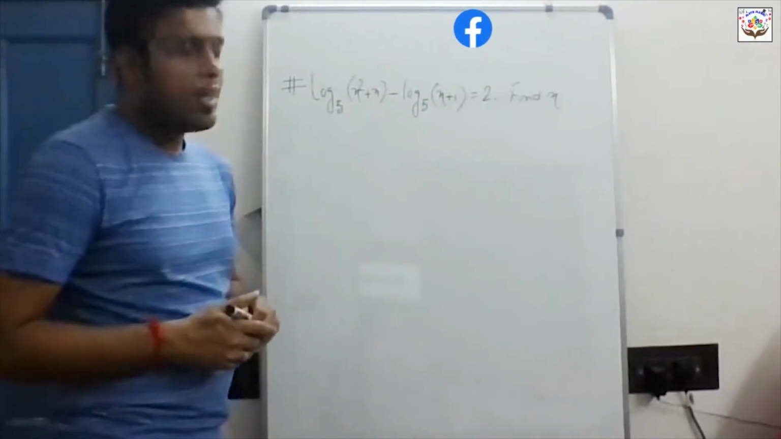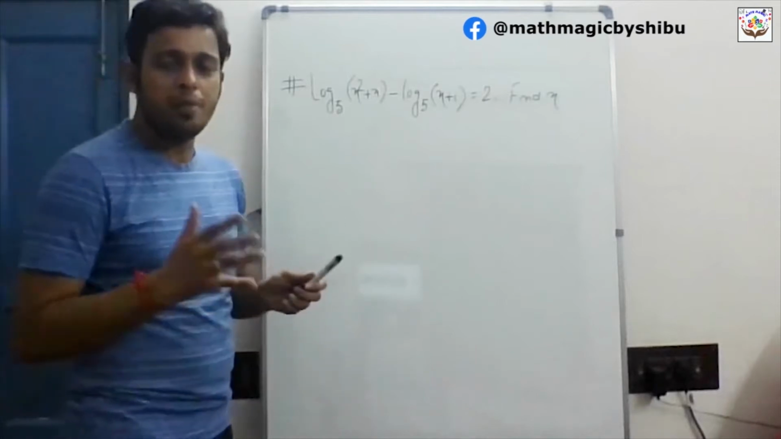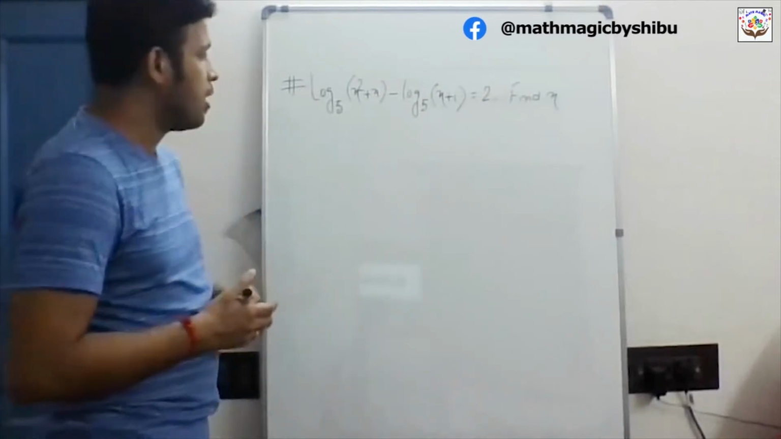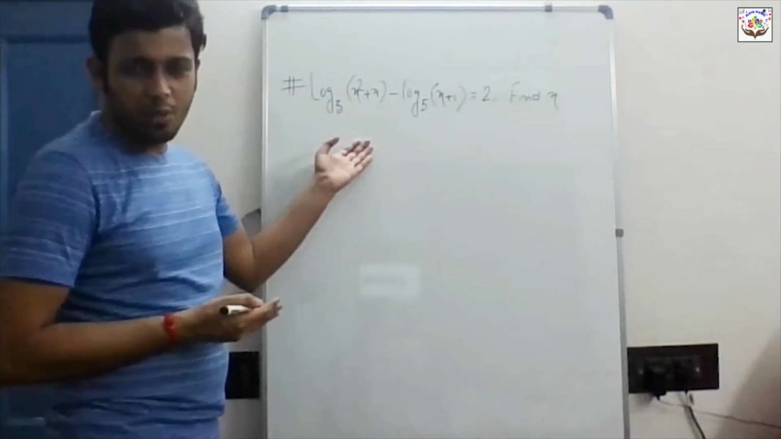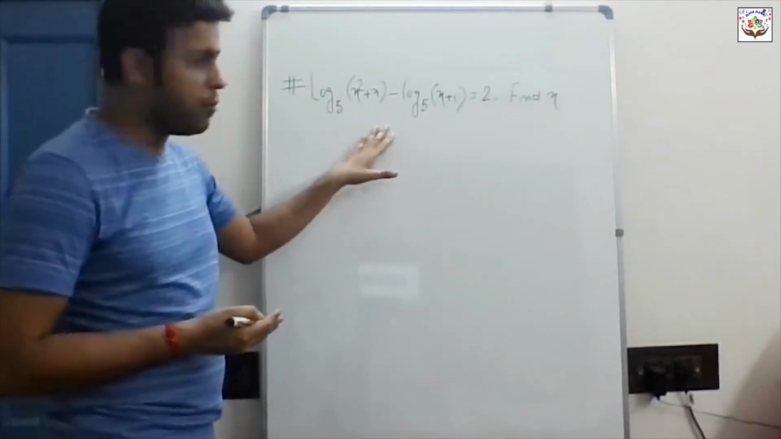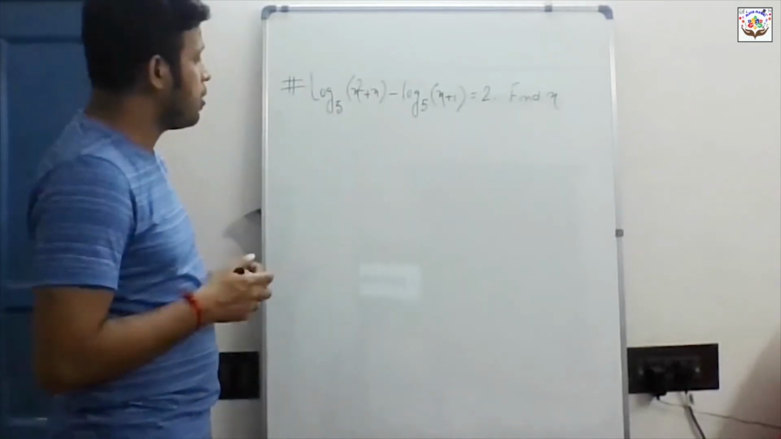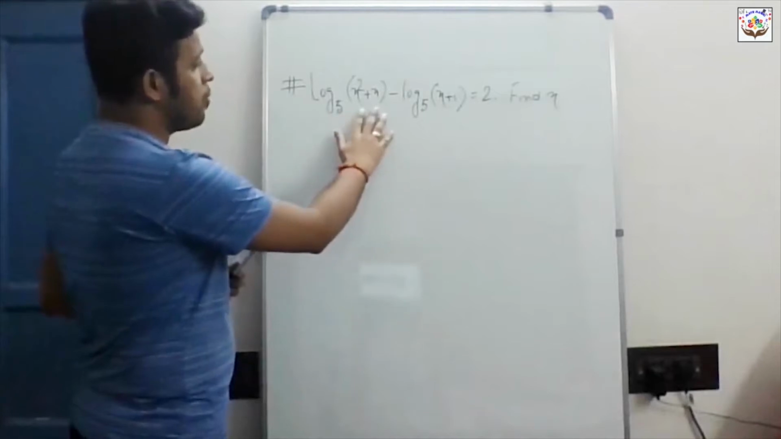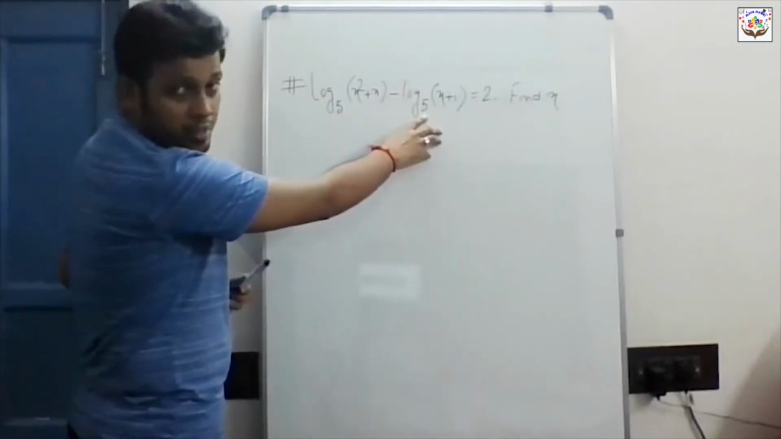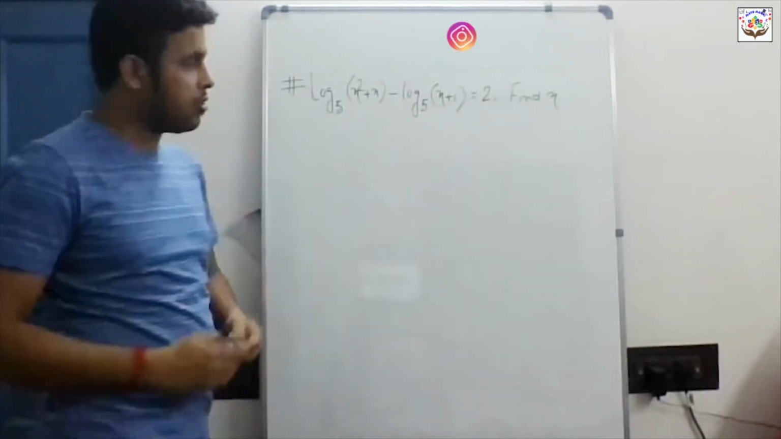Hey, hello guys. In the last video, we exercised the simplest logarithmic problem. I would not say this is a complex one, although it's a bit different than what I showed in the last video. Just let me solve it. The problem is log base 5 of x square plus x, minus log of the same base 5 of x plus 1, equals 2. Then we need to find x.